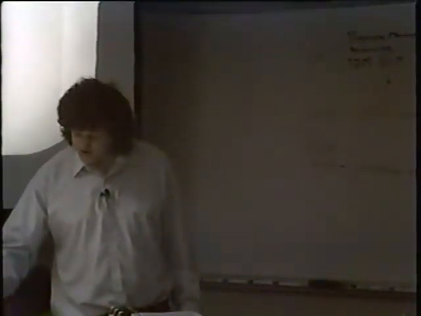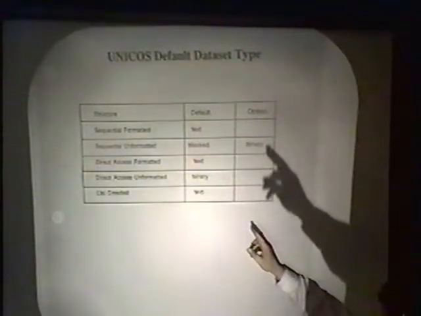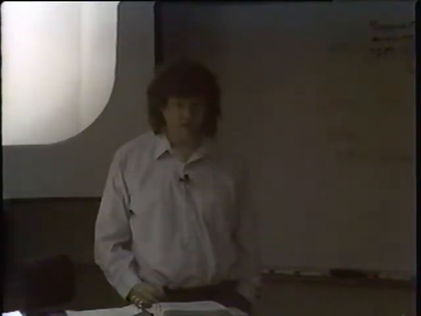We also have a chart just showing the default data set types. Sequential formatted defaults to text. Sequential unformatted defaults to block. Direct access formatted is text again, and unformatted is binary. And then list directed is text. And sequential unformatted does have a binary option capability. Now there's one other thing I might point out in this area, the assign command. There's the option of user striping, and there's also a memory resident option.